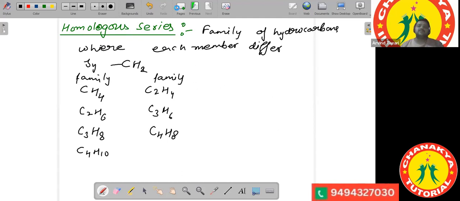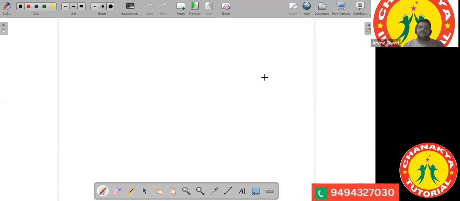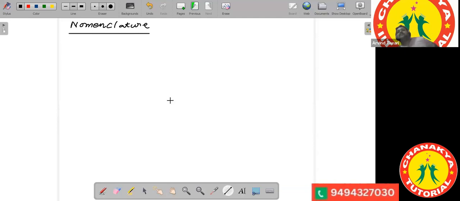Now, the next one. This was about the homologous series. Our next one is, this part is not in your book, but still you need to know this. Nomenclature. This will make your study a little bit easy. Nomenclature means how we name the organic compounds. Like we have seen the nomenclature of other compounds, like how we name NaCl. So NaCl or other compounds, other salts, how they are named.